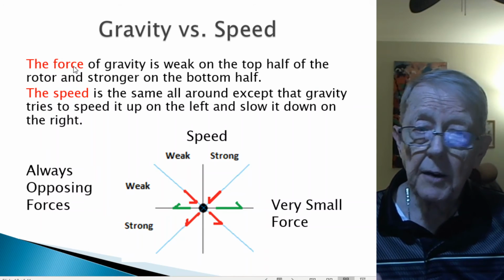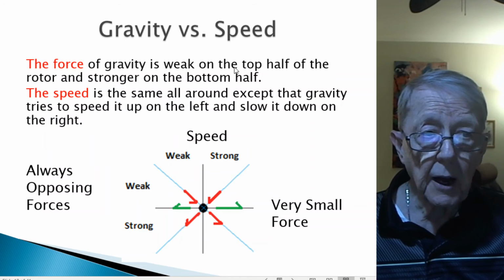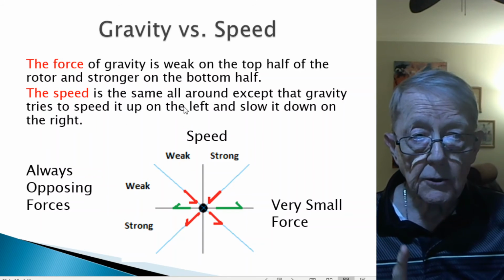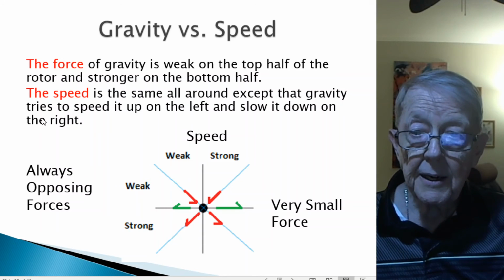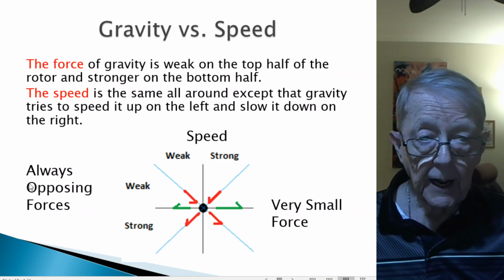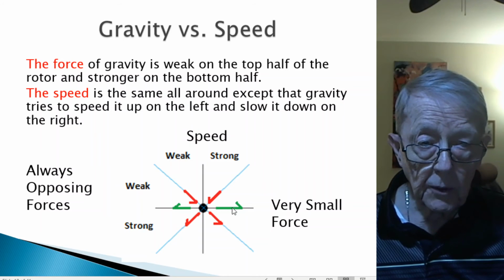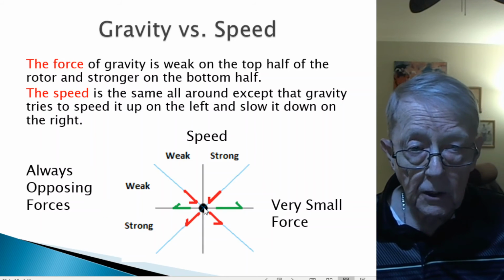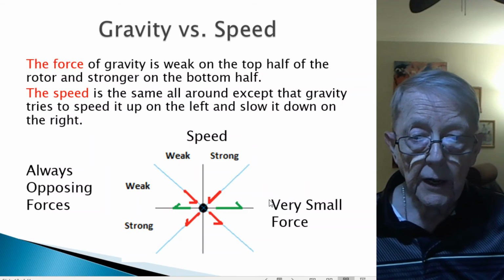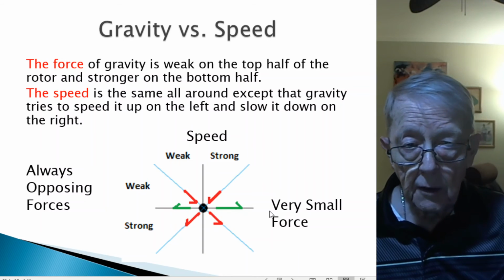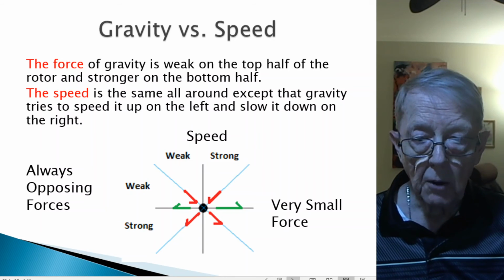this is all about gravity versus speed. The force of gravity is weak on the top half of the rotor and stronger at the bottom. That's the first imbalance. The speed is the same all around, except that gravity tries to speed it up on the left and slow it down on the right, and you get a horizontal imbalance. And as a result, although these arrows, I did this one deliberately, where this is stronger than that, the net force on the axle in the counterclockwise direction is the difference between this and this pushing it, and that's a very small force.